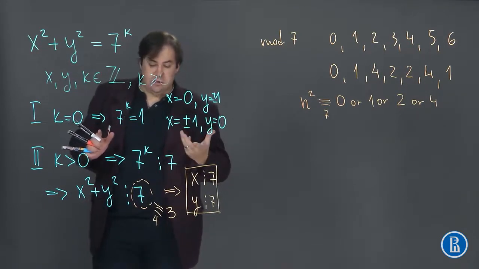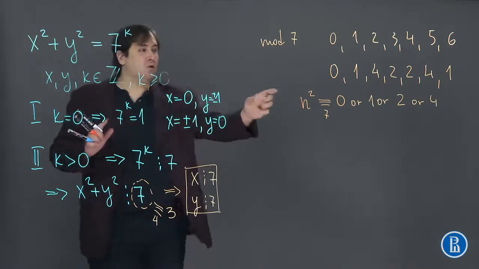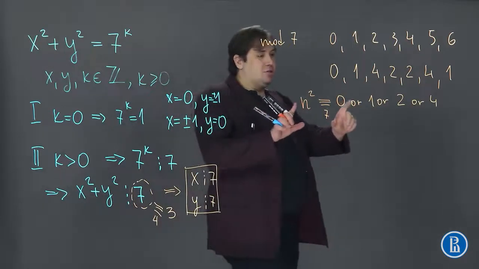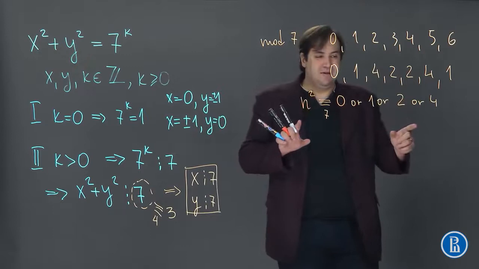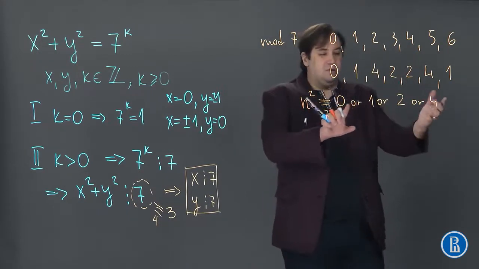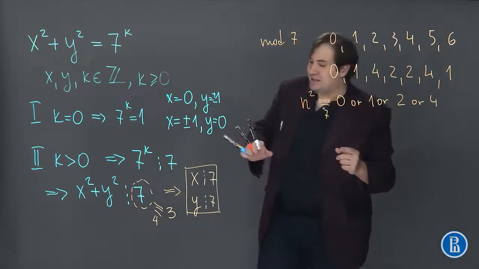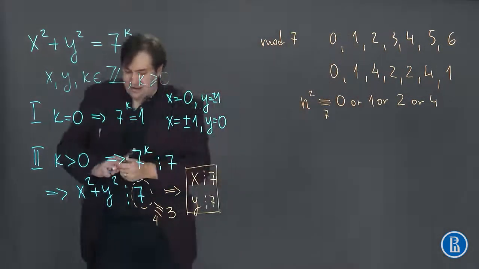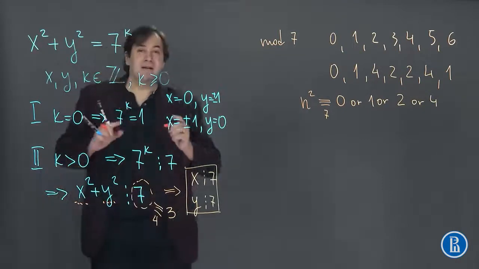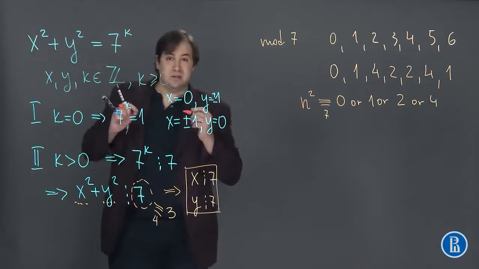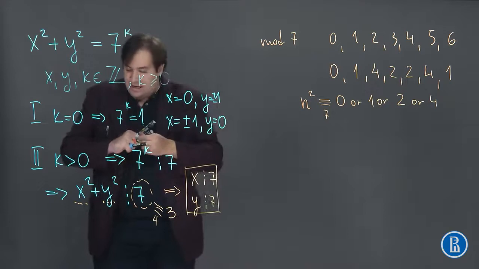Okay, so which two of these remainders can we take so that their sum is divisible by 7? Well, 1 plus 2, no. 1 plus 4, no. 2 plus 4, no. We understand that the only possibility is that both x squared and y squared have remainders equal to 0. And this means that x and y are divisible by 7.